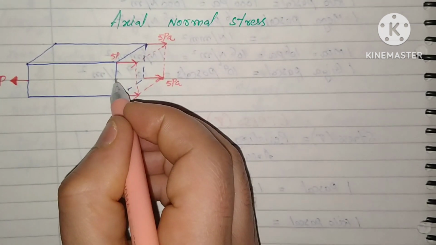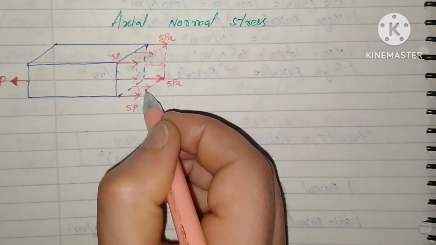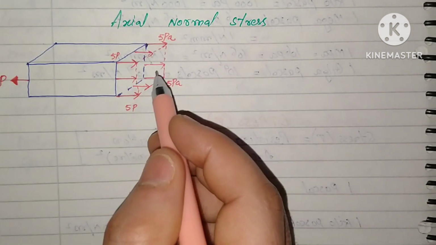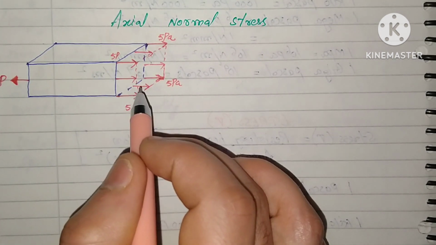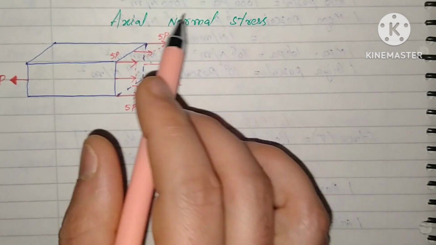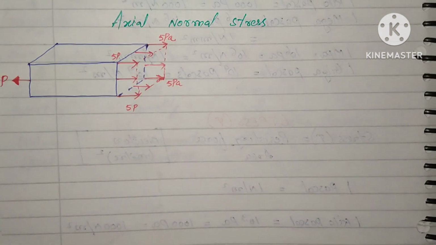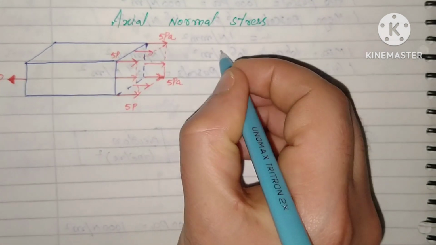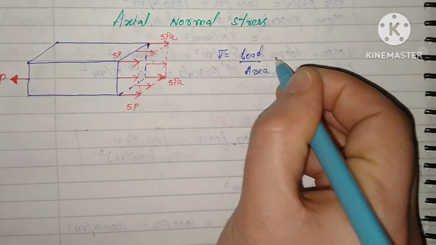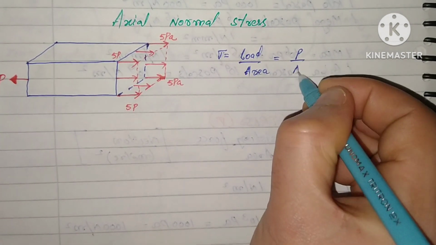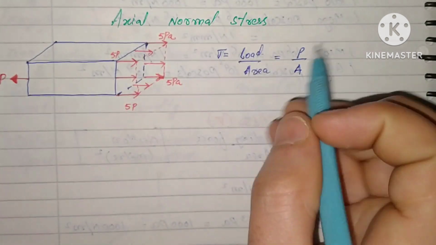It will be uniform stress like this. There is no variation in the stress. It will be constant across all cross sections. So there is no maximum value and no minimum value; there is a constant value of axial normal stress. So the axial normal stress has a uniform distribution. Here the stress will be load upon area or force upon area. Force is P and area of cross section is A. This stress will be uniform across all the cross section.